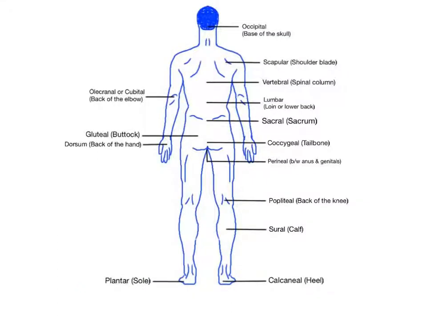On the posterior leg, one can view the gluteal, or buttock, the popliteal, which is the hollow area at the back of the knee, sural is the calf, calcaneal, the heel, and plantar is the sole of the foot. When you plant your feet firmly on the ground, you are making direct contact with the soles of your feet to the ground.